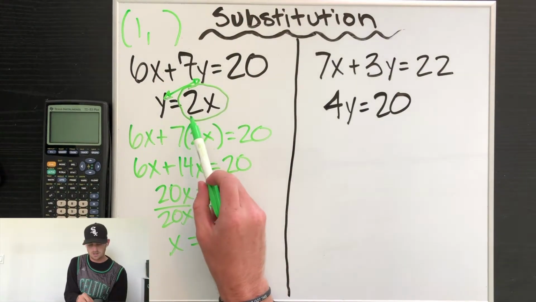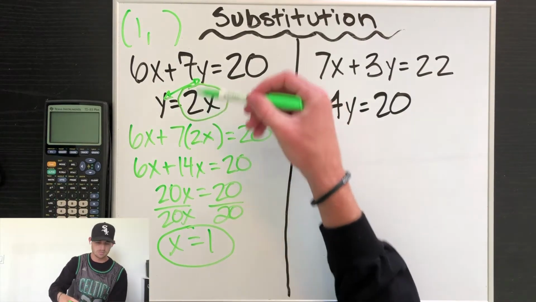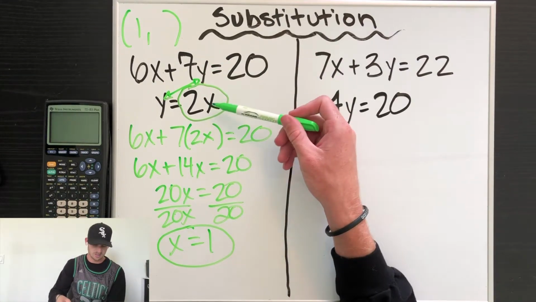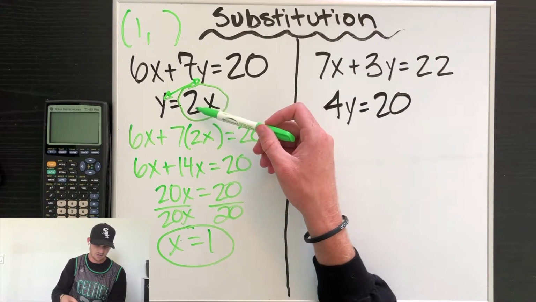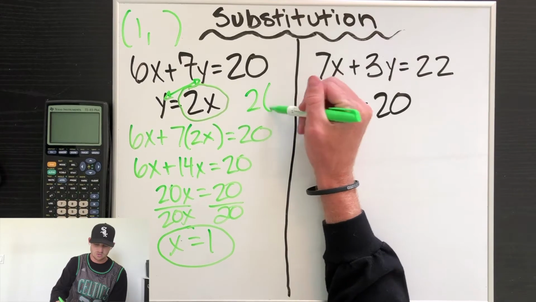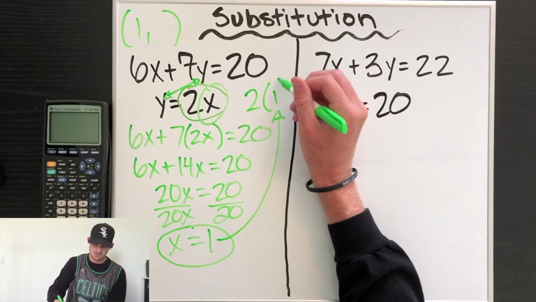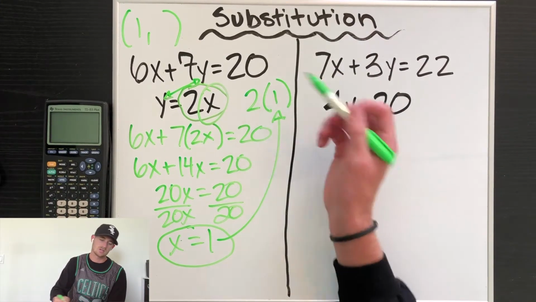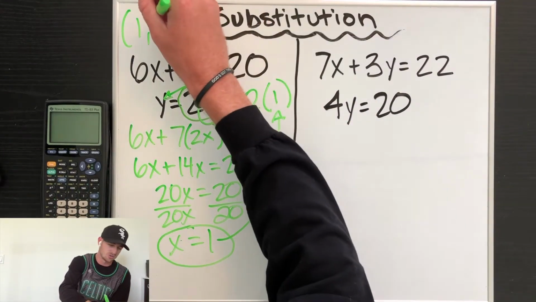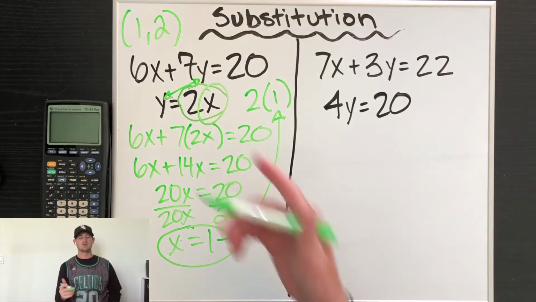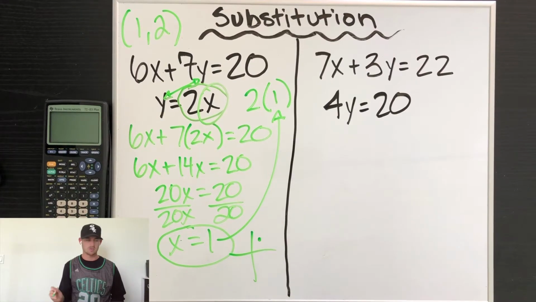Our y is not 2x, because we have to plug this in. We can really plug it into either one, but obviously we want to plug it into the easier one. So when we plug in this x for 2x, now it's just 2 times 1. 2 times 1 is 2. So our new point is 1, 2, somewhere around there.